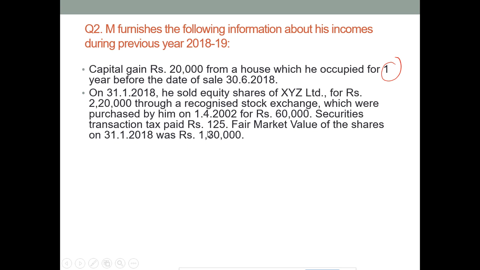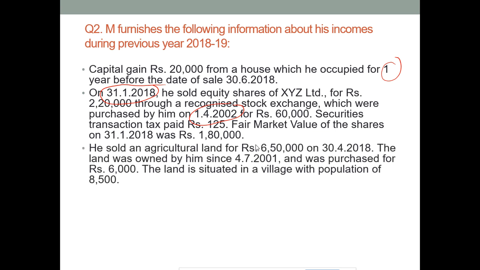which were purchased by him on 1/4/2002, and he sold them on 31/1/2018. Securities transaction tax paid was rupees 125. Fair market value of the shares on 31/1/2018 was rupees 1,80,000. Thirdly, he sold an agricultural land for rupees 6,50,000 on 30th April 2018.